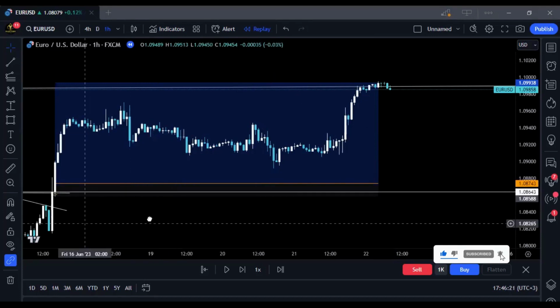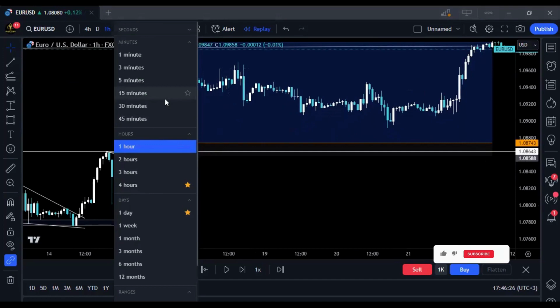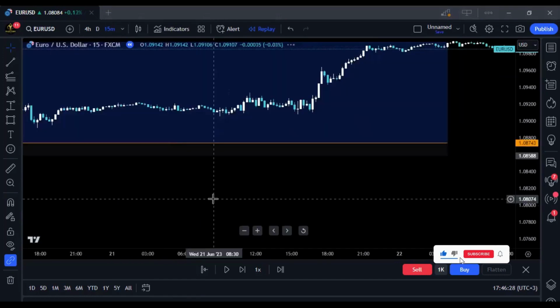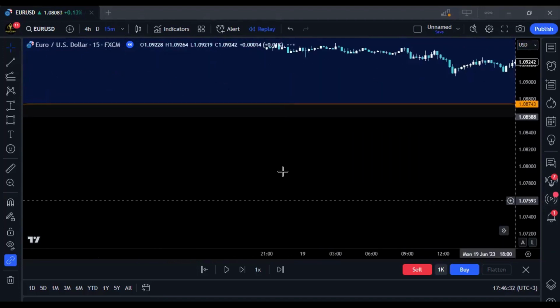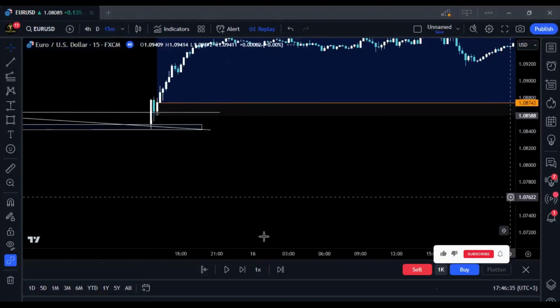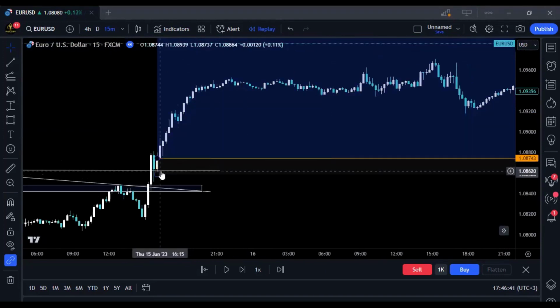So the candlestick that I used, JJ, was on the 15 minutes. Let me rewind back. It was this candlestick right here. This is the candlestick that I used for my entry.